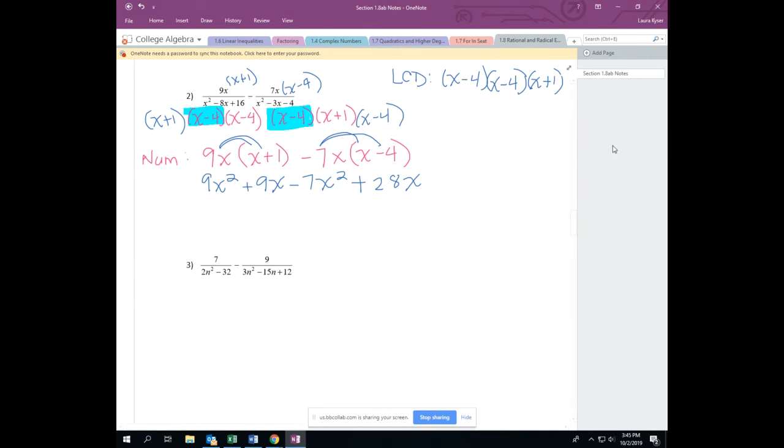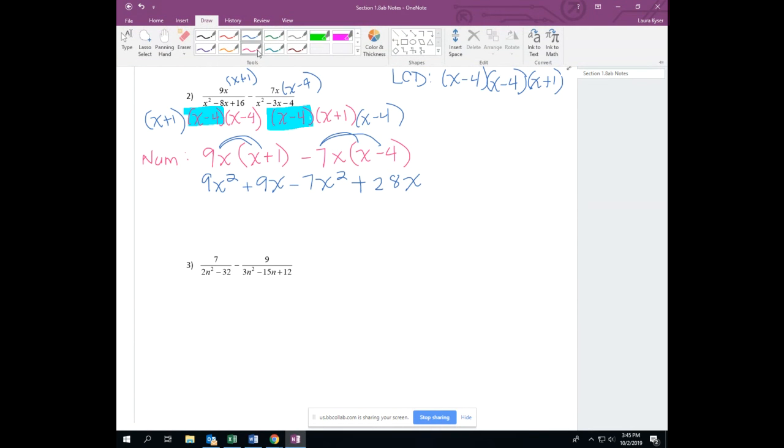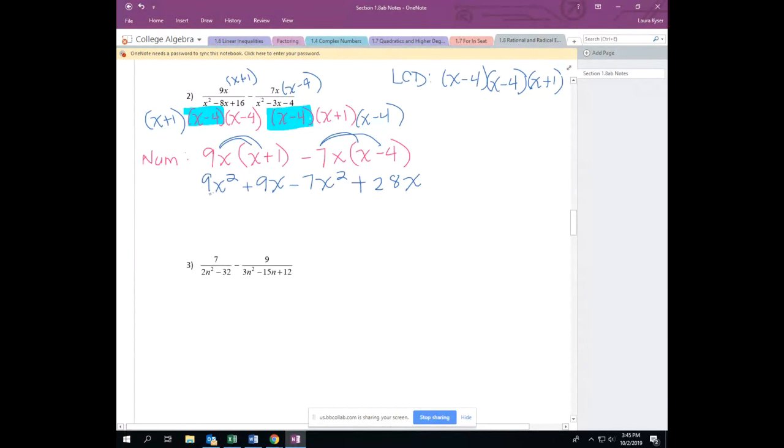Now, this is the numerator in its entirety. We can now combine like terms in that numerator and get it in simplest form. 9x squared minus 7x squared is 2x squared. 9x and 28x is 37x. And that's our simplest form numerator. So throw the denominator back on there: x plus 1, x minus 4, x minus 4. The order that you put the denominator in does not matter.